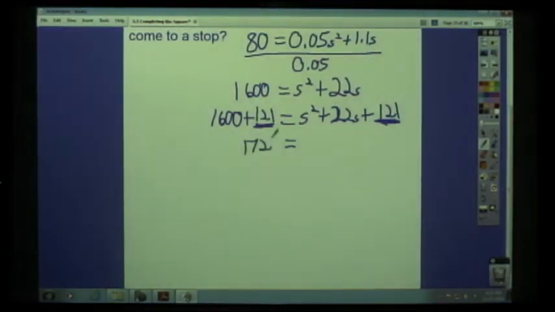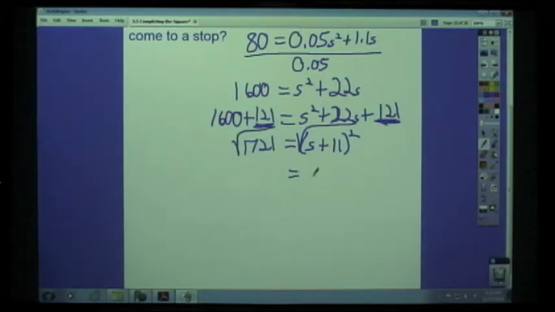That gives me 1721 on the left. On the right, it's a perfect square. Guys, you are doing the same thing we did a minute ago. You're making it a perfect square. So guess what? This is going to be s plus 11 over here. So you end up giving yourself something you can take the square root of. You get s plus 11.